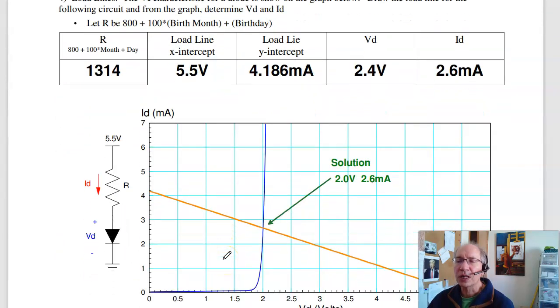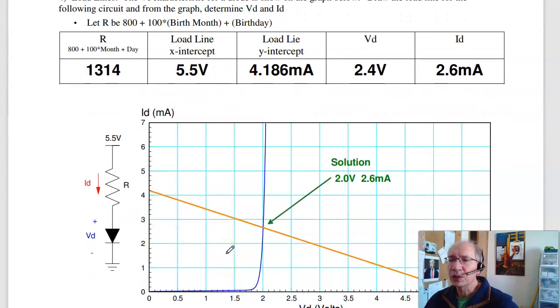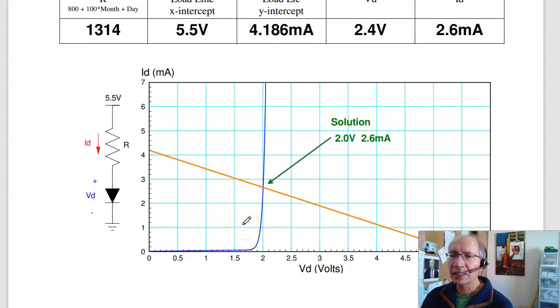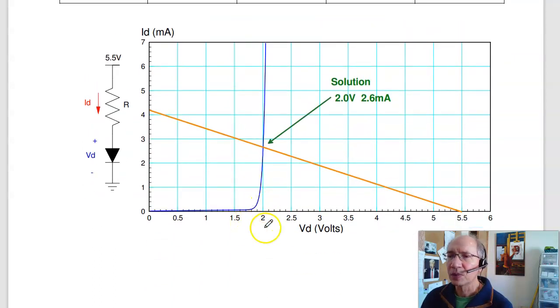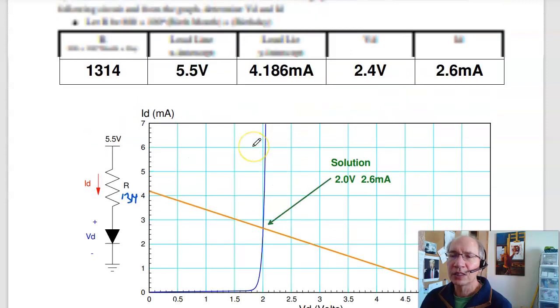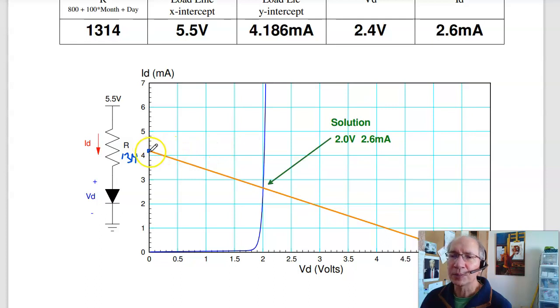Problem 4, a load line. Given this circuit, draw the load line and find the voltage and the current. So for the load line, on the x-axis, if there's no current flow, I have I times R is 0. I see the full 5.5 volts. If I short this, I have 5 volts divided by R, 5 over 1314 ohms is 4.186 milliamps. That's right here. Draw a straight line between them where the intersect is your solution. And that's roughly 2 volts, 2.6 milliamps.